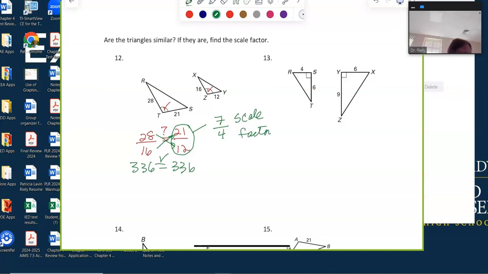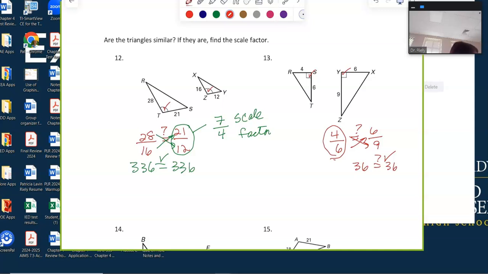Okay, continuing on. Look at the next one. I already have the angles equal. So then say small over small. Does that equal big over big? Again, I'm going to do my cross products. 36, does that equal 9 times 4, which is also 36? Yep, they're equal. I have proportionality.